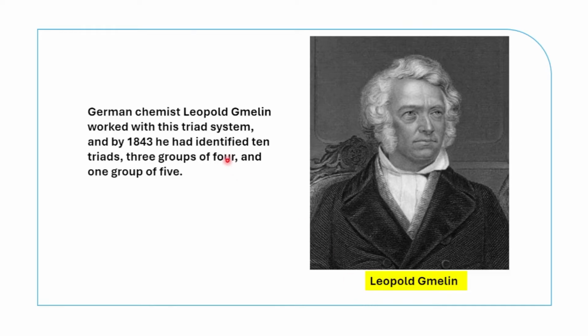Next, German chemist Leopold Gmelin worked with this triad system, and by 1843 he had identified 10 triads, 3 groups of 4 and 1 group of 5. This grouping was done based on the elements' physical and chemical nature, because at the initial time they did not have any clue how to arrange these elements. So they started grouping them based on their physical and chemical properties. For example, lithium, sodium and potassium had common properties. That's why the scientists thought they can be in one particular group.